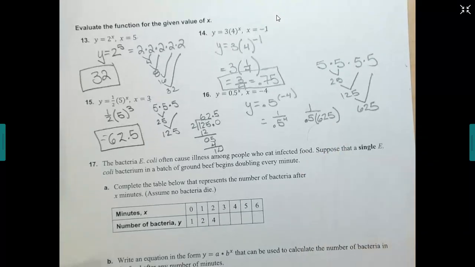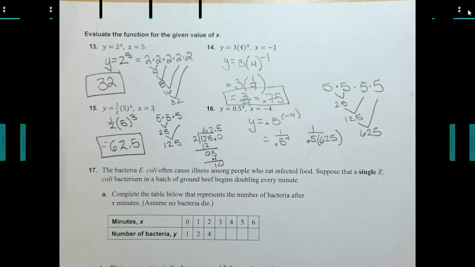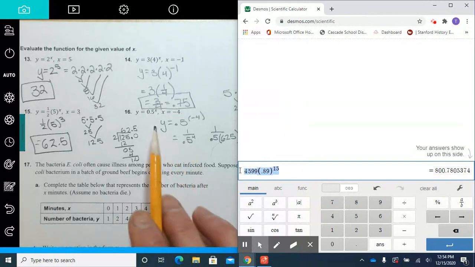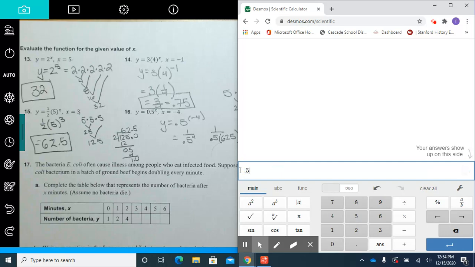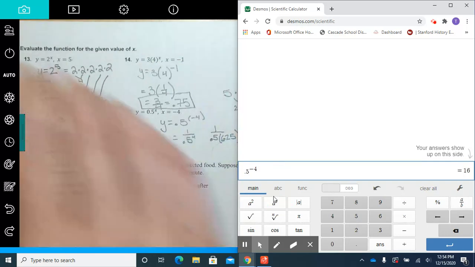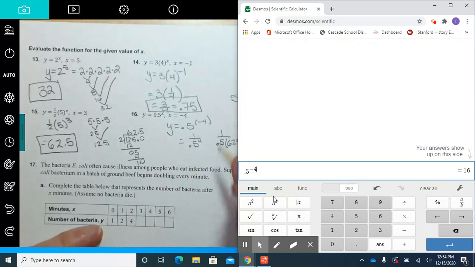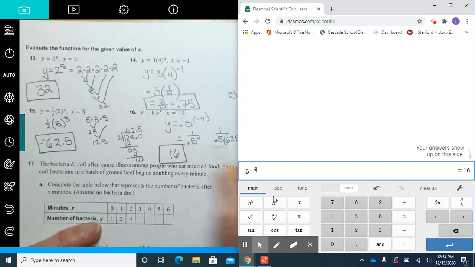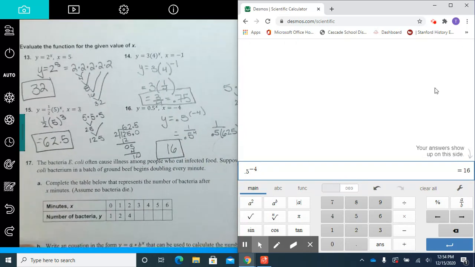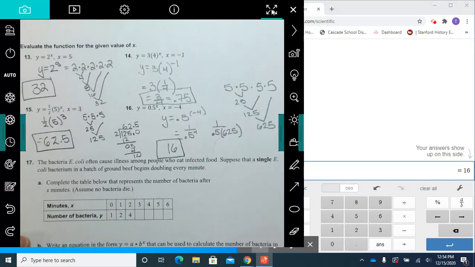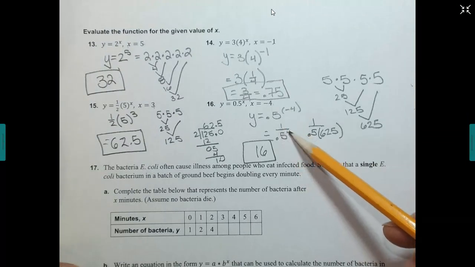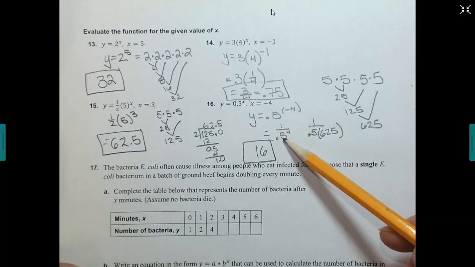Let me put this one into the calculator. So let's see, 0.5 to the negative 4. I get 16. Mr. Blue's going to have to go back to the drawing board on that one. So I'll try and figure that one out. Oh, 1/2 to the 4th power.